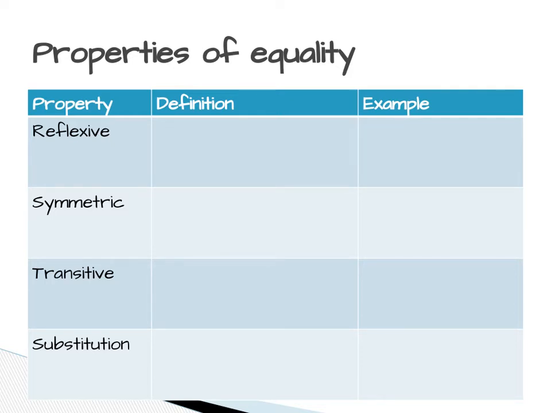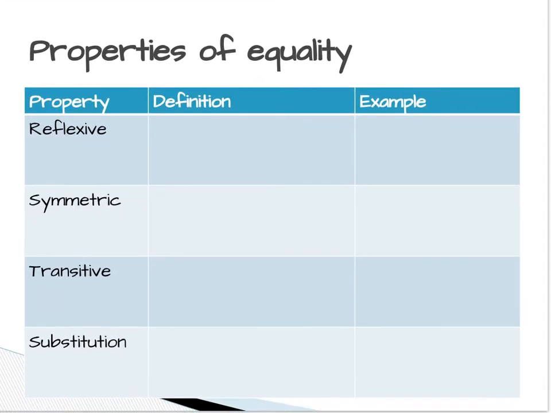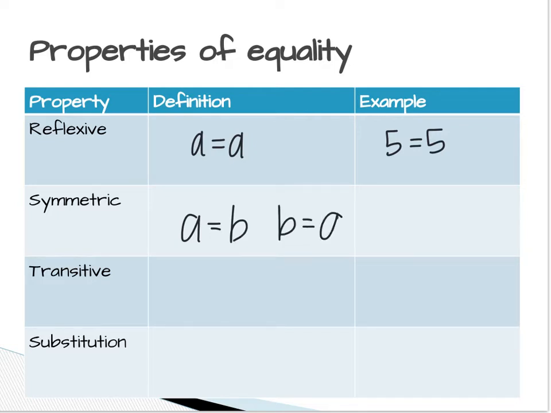First, there's the reflexive property. So that's like a number equals itself. So we'll say A equals A, or, for example, 5 equals 5, obviously. Then there's the symmetric property, which states that if A equals B, then B equals A. So if 1/2 is the same thing as 0.5, then 0.5 should be the same thing as 1/2.